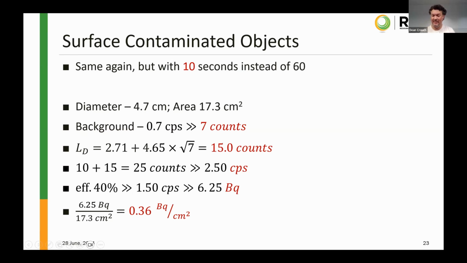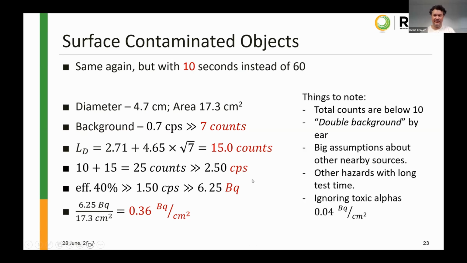Now, keeping in mind that the limit of the definition is 0.4. So standing there for 10 seconds, I am just barely able to make a claim that something is or is not contaminated. And keeping in mind that the total counts are below 10, so a lot of our assumptions about how this works kind of go away.